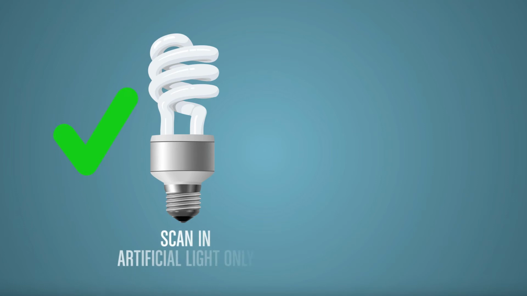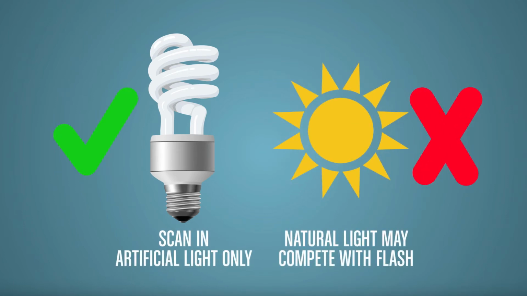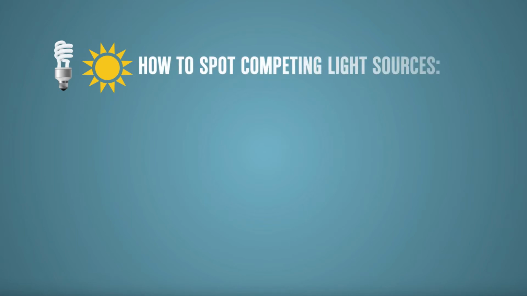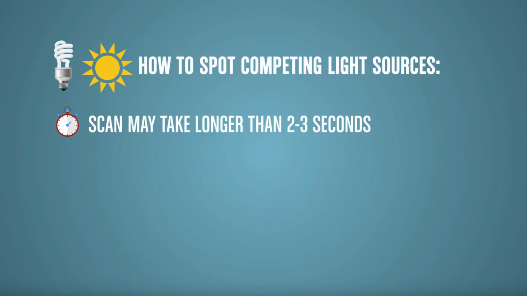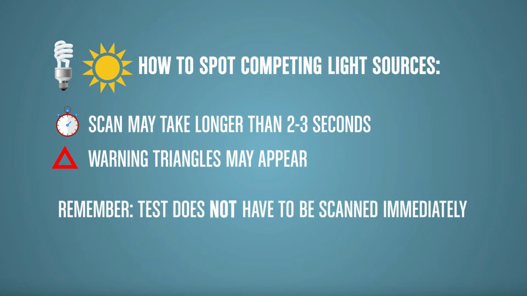It is best to scan the test in artificial light only, as any natural light, including daylight through windows, may compete with the flash and give an uncertain result. Please note that the flash will be automatically activated by the app. It is easy to know if there are competing light sources. The scan itself may take longer than the usual 2 or 3 seconds and may have warning triangles indicating difficulty in reading. If this happens, remember that the test does not have to be scanned immediately. If you wish to retry, simply press Read Test to reset.